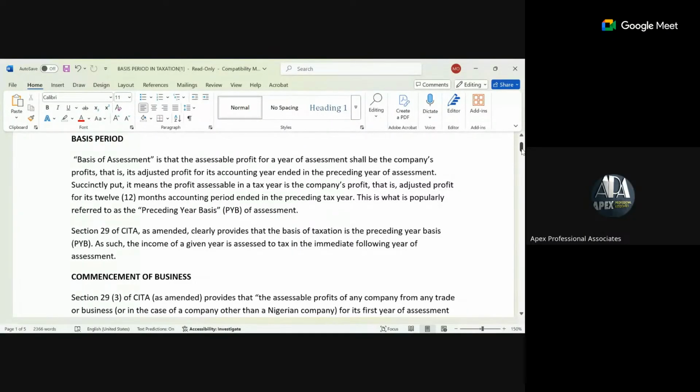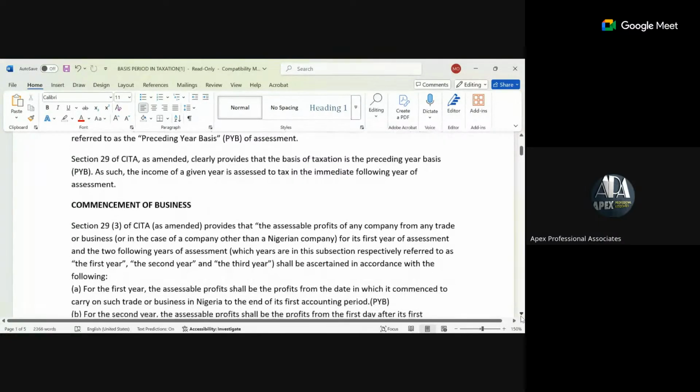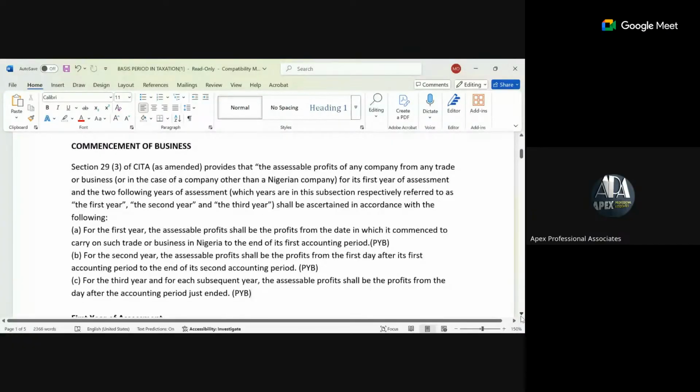Now we are going to be looking at 2 main periods. The first one, commencement of business. Section 29 of CITA provides that the assessable profit of any company from any trade or business for its first year of assessment and the 2 following years of assessment shall be ascertained in accordance with the following.